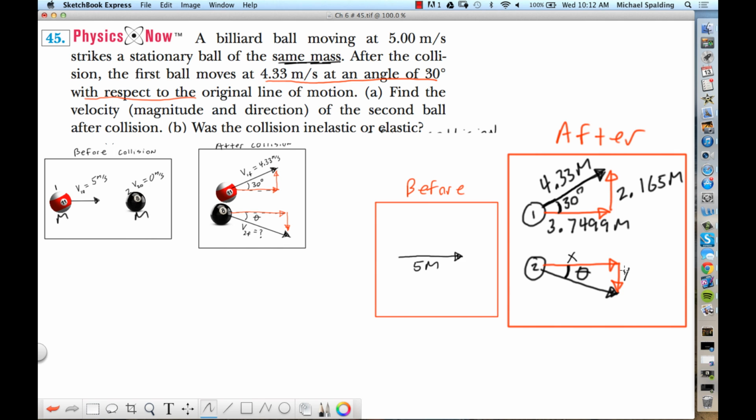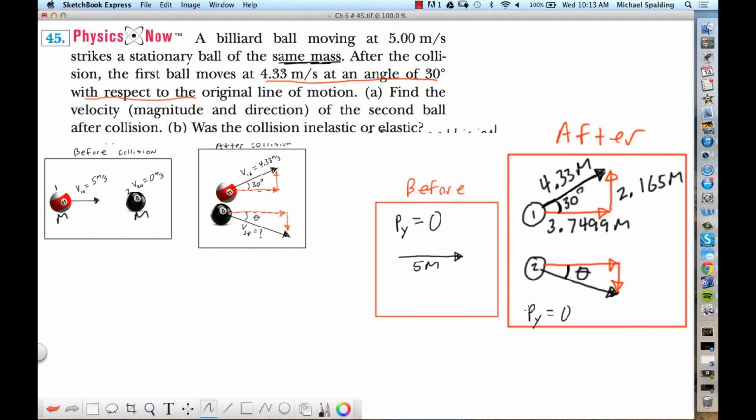Well, we don't know if it's elastic yet. That's what part B wants us to figure out. Look, can we find the x momentum and y momentum for ball 2? Yes, we can figure it out. So for starters, before the collision, what was our y momentum? 0. So what must be the y momentum after the collision?